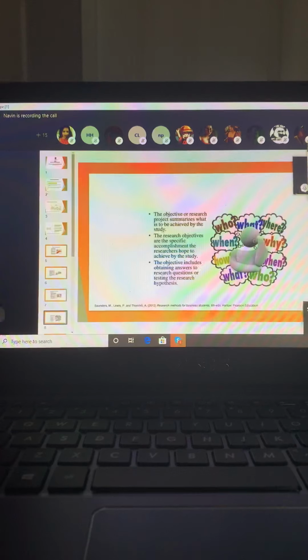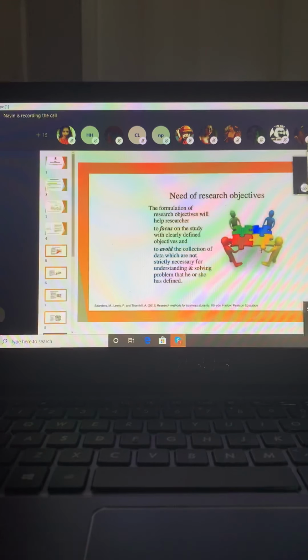So when you do the research objective, you need to always take into consideration why you are doing the research, who the people involved are, what the variables involved are, where your research is going to be located, when you are going to do the research or what the time frame is, and how you are going to do the research. You need to take all of this into consideration.